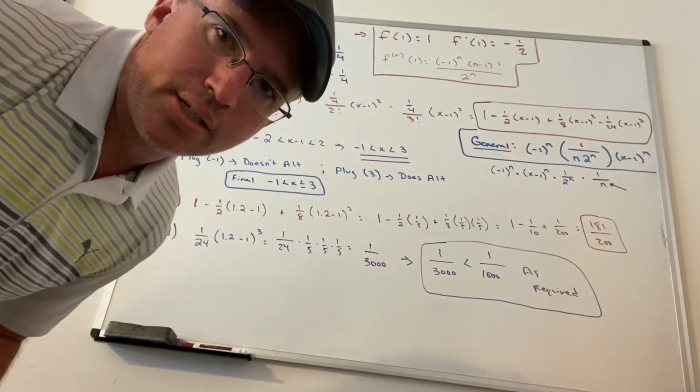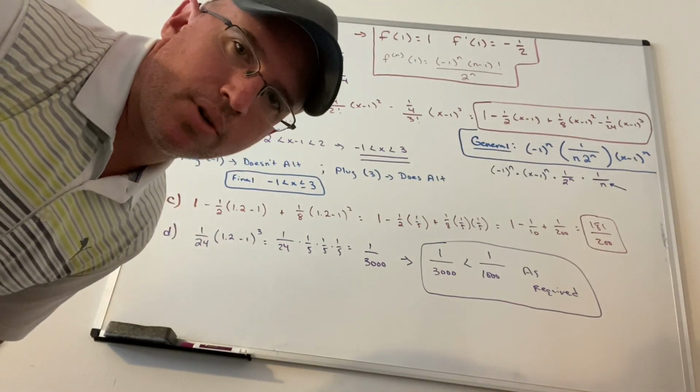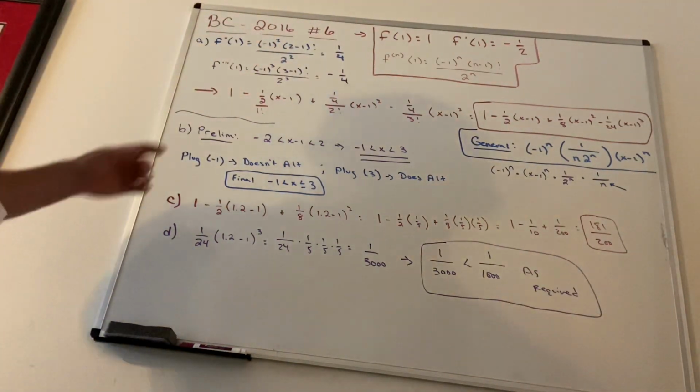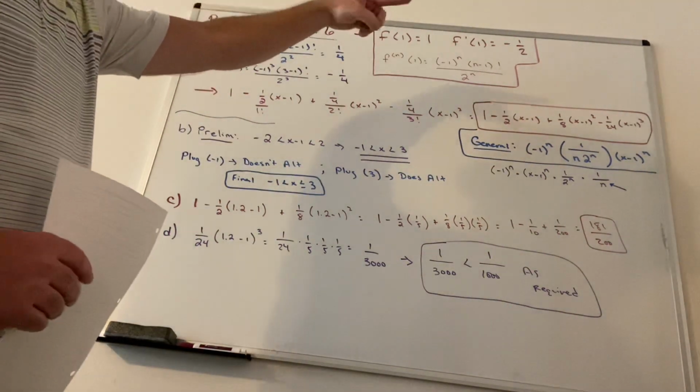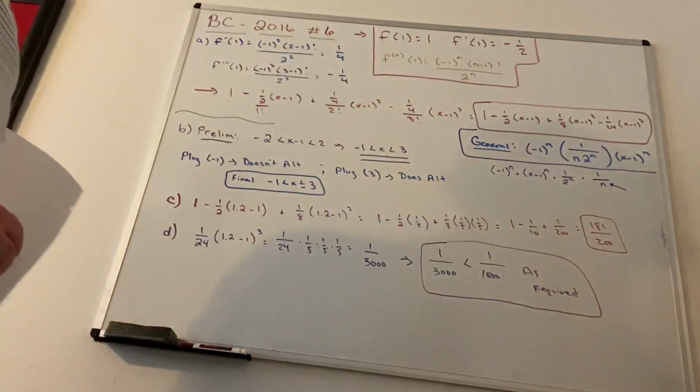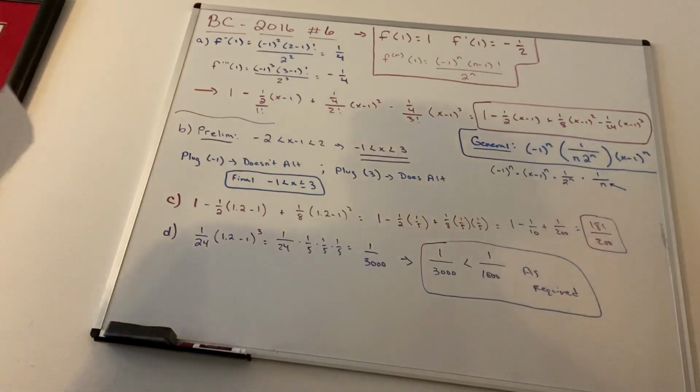All right, guys, this is the 2016 BC exam, question number 6. This is the Taylor question. You're given f of 1 equals 1, f prime of 1 equals negative 1/2, and then you're given this formula to figure out what other derivatives are. The first question asks you to write the first 4 non-zero terms and the general term.